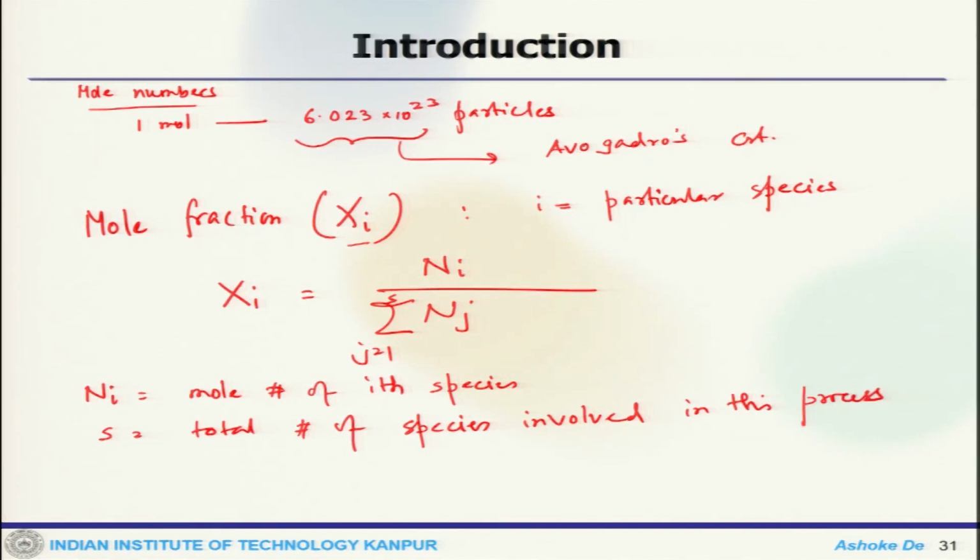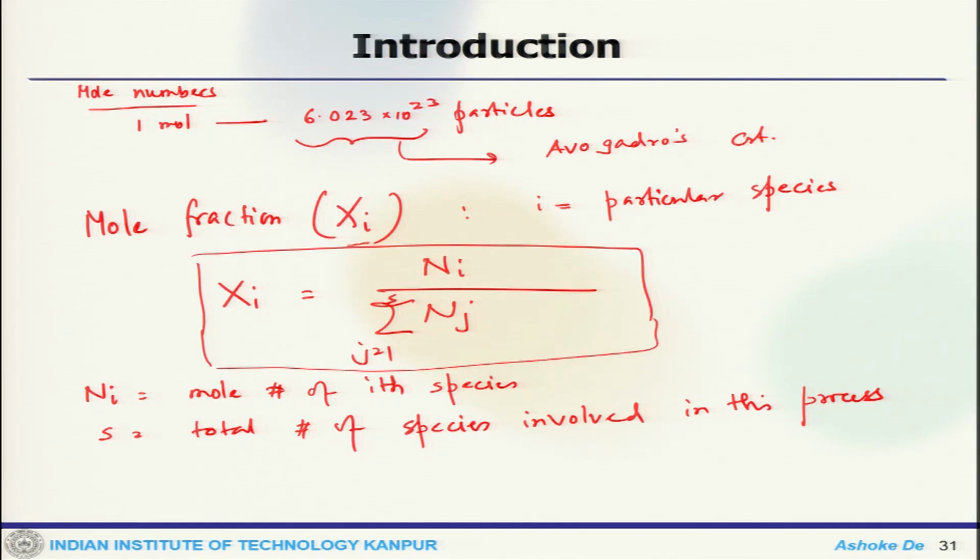So, if you have S number of species involved, then their individual mole numbers correspond to Nj. So, the mole fraction is the particular species' mole number as a ratio of the total moles of all the reacting species that are involved there. You can find out the mole fraction in that way.